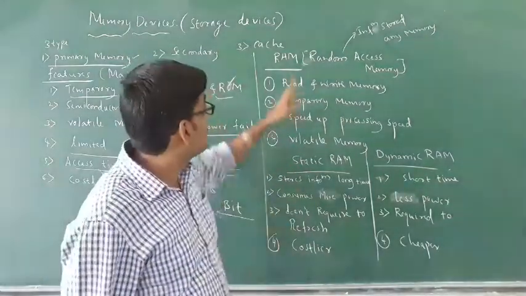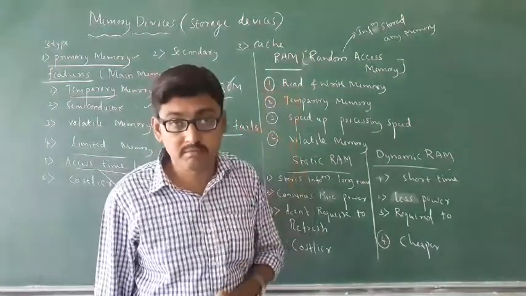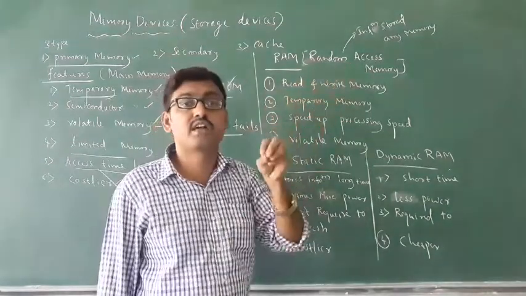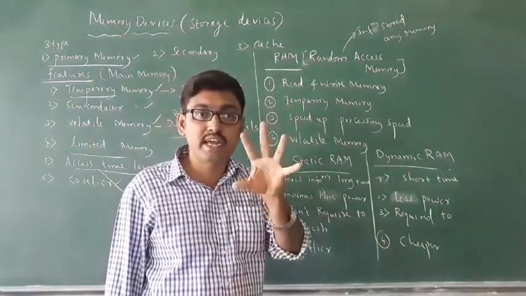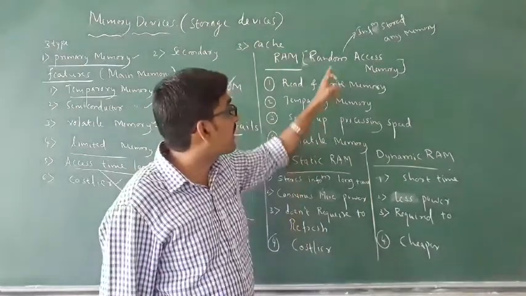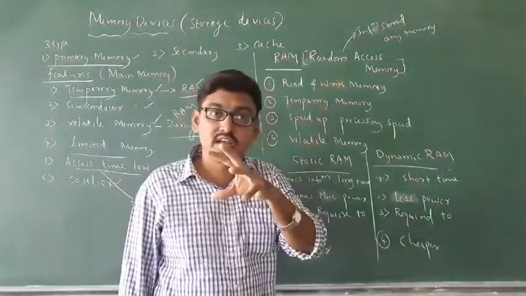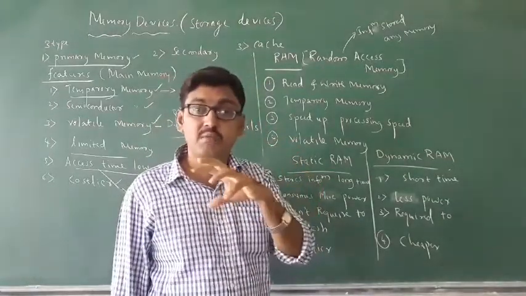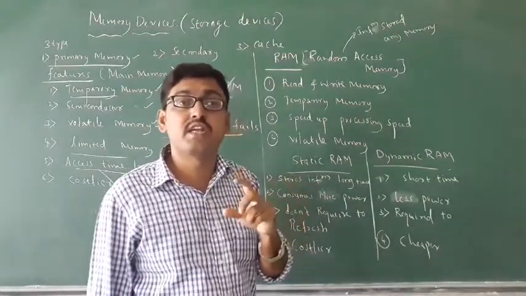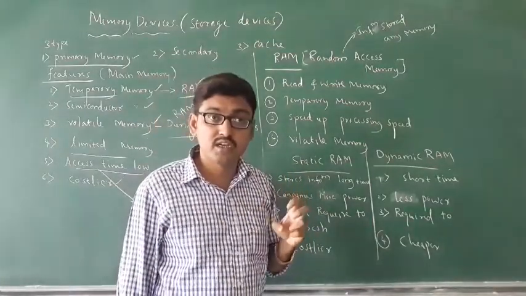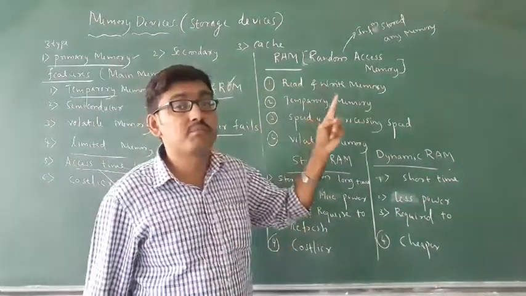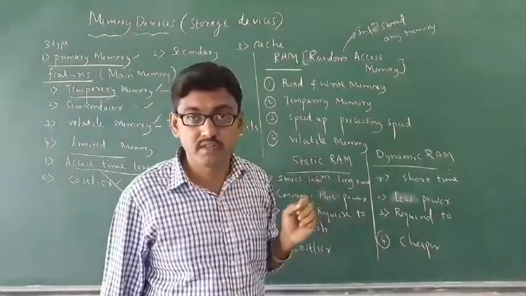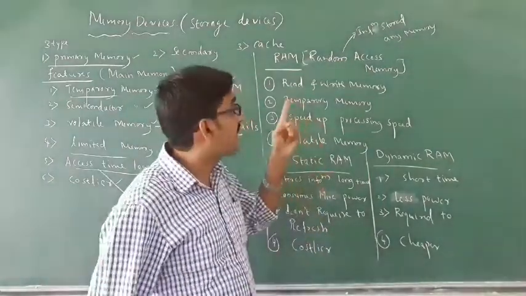Okay, RAM means random access memory. Why is it called random access memory? Randomly it accesses the data. Randomly it takes the data from a CD, it randomly takes the data from a pen drive, it randomly takes the data from a hard disk. Okay, like that's why it is called a random access memory. Randomly it takes the data from any other memory devices, that's why its name is random access memory.